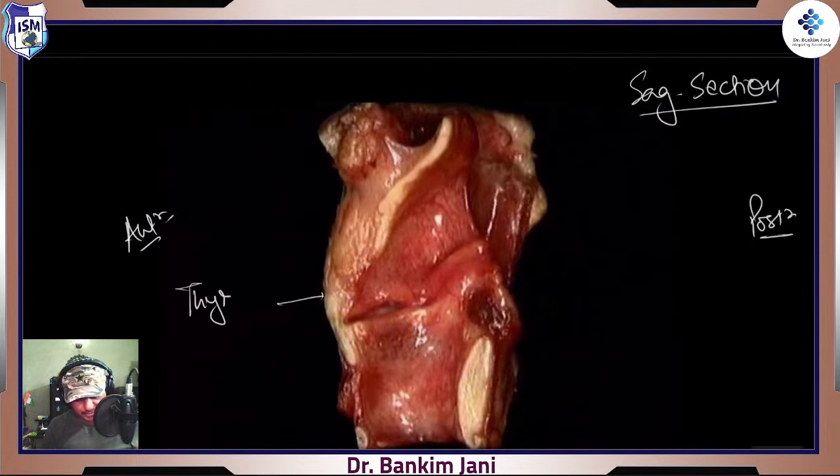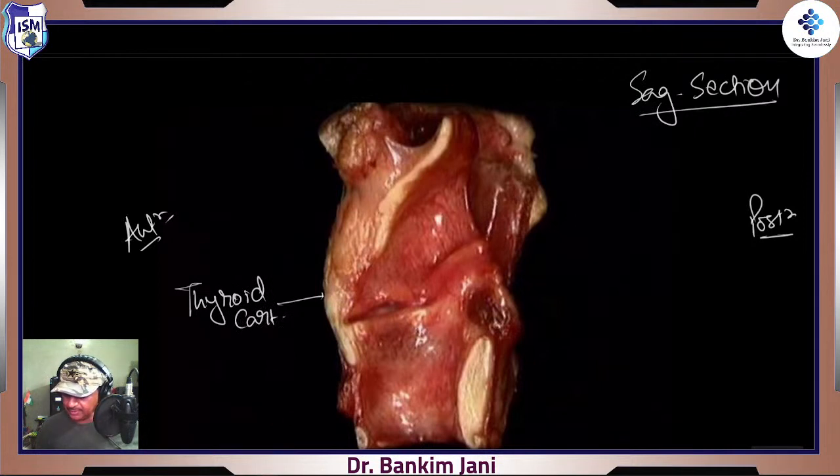Now we want to see the structures of the larynx. What we have done in this case is divide it at the midline, that sagittal section. So this is anterior and this side is posterior. Why so? We can see that all the cartilages are on the anterior side. And one important thing, which cartilage are we talking about? Well, this is thyroid cartilage.